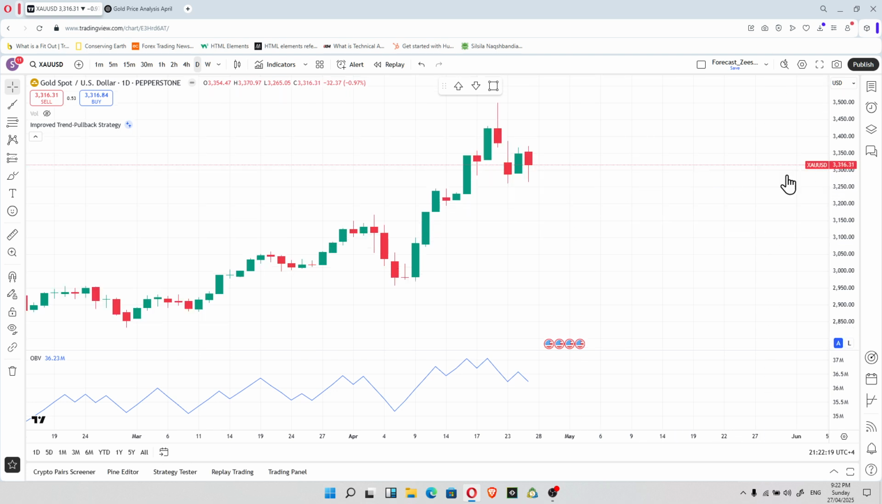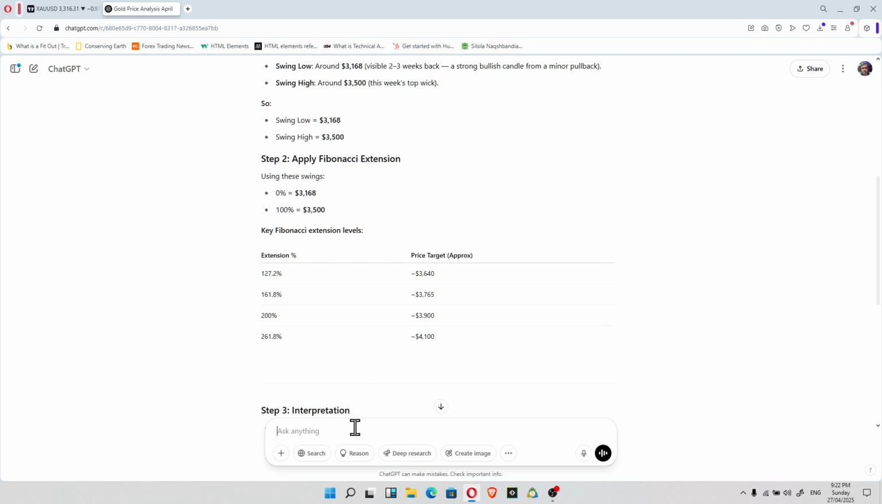Around 3600, this zone and then this zone. So what should gold do if it is not bouncing down, because volume is dropping on this, and we have a very clear rejection. Now what we do, we will give this chart to ChatGPT once again. Attached is the daily chart, gold price.